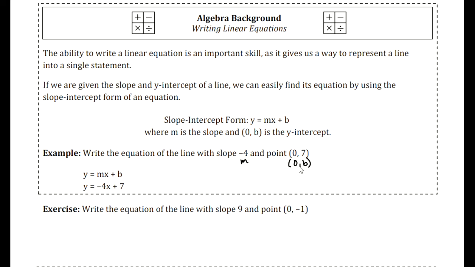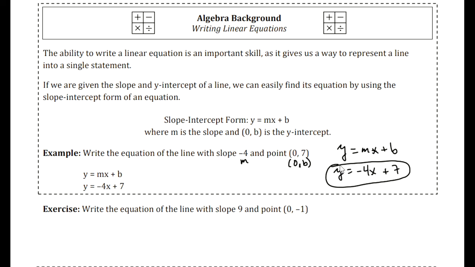And remember, we use that letter b in y equals mx plus b, the b standing for the y-intercept. So we're looking for two letters, the slope and the y-intercept. We can put them directly into the equation here. The slope is -4 times x, and b is 7. And we can go right to the equation.